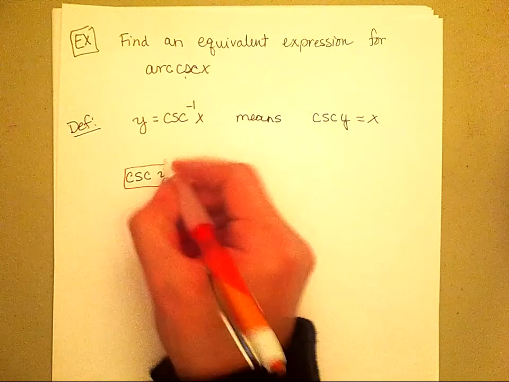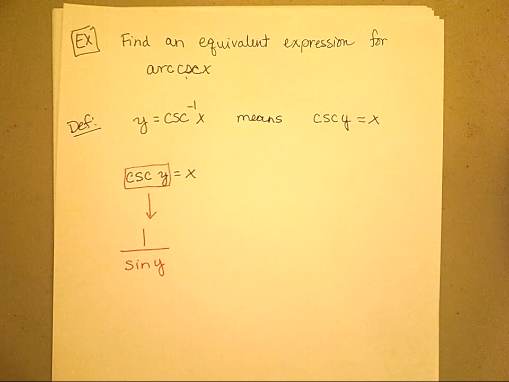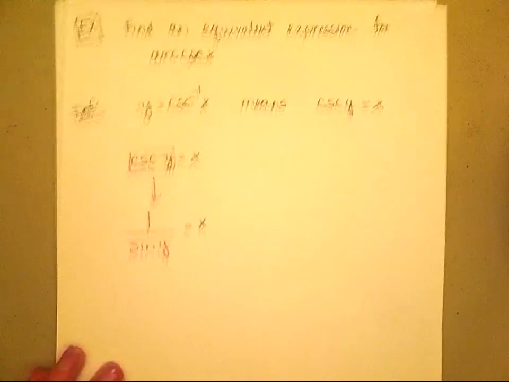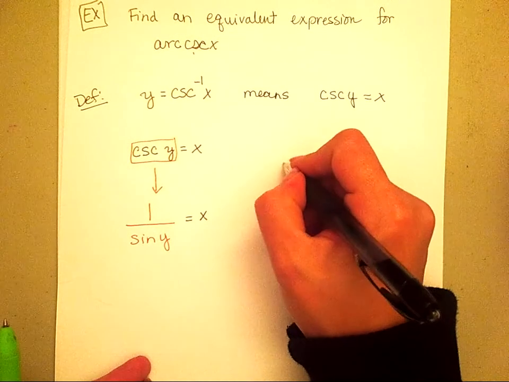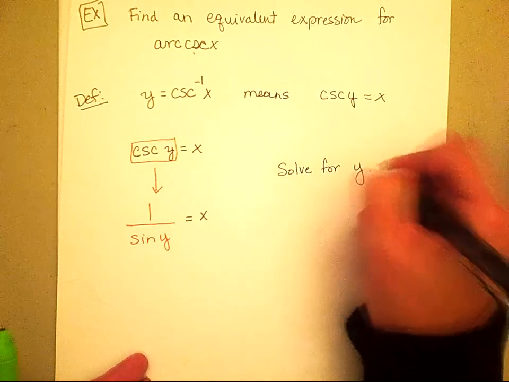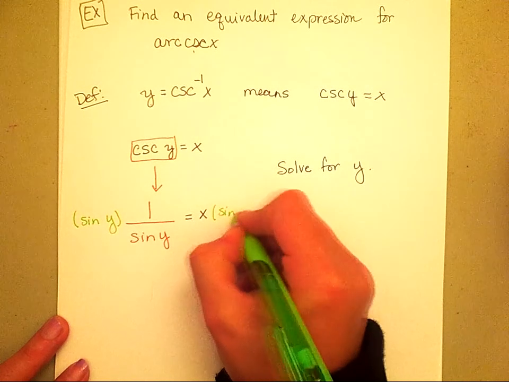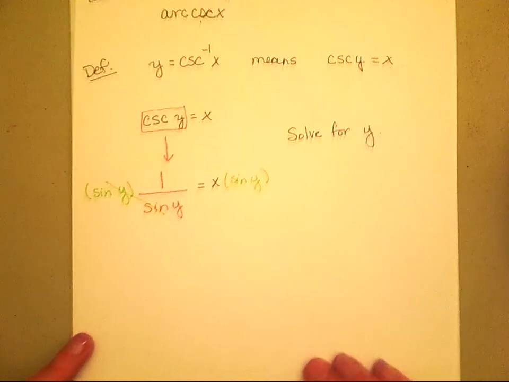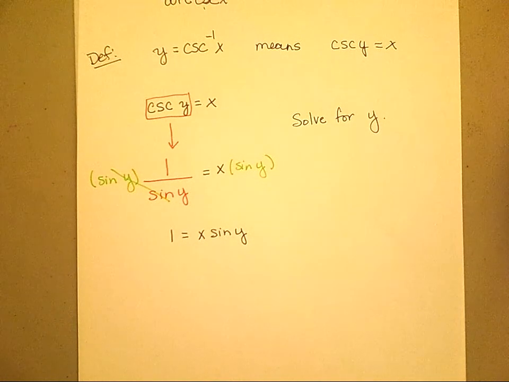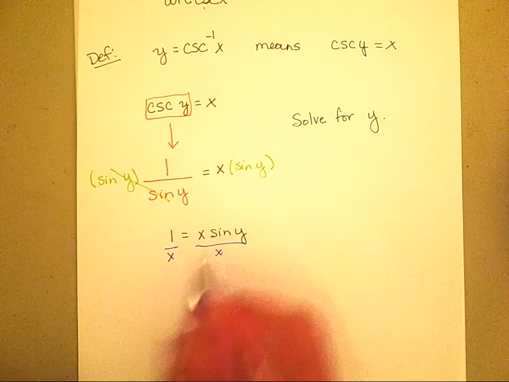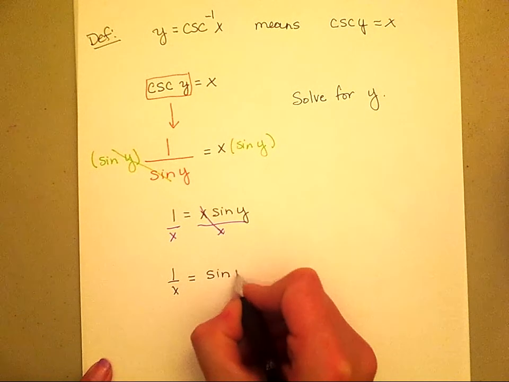Well, the cosecant of y, I could rewrite using the reciprocal as 1 over the sine of y is equal to x. Now, what we're trying to do here is solve for y. I want to get that y out of the denominator, so I'll multiply both sides by the sine of y, and these will cancel. So we have 1 is equal to x times the sine of y. And we can divide through by x because we're trying to get to y. These x's will cancel. So 1 over x is equal to the sine of y.